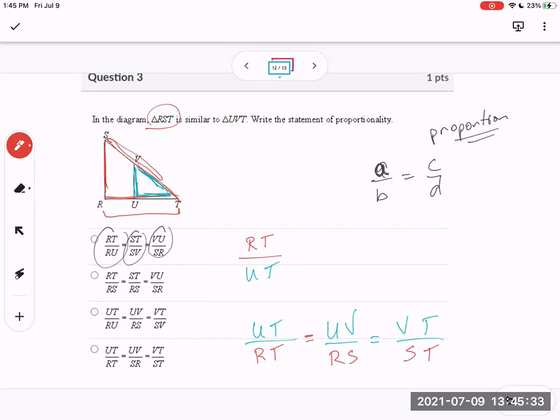I'm looking at the other ones, why the other ones might be wrong. UT is to RU. No, that's definitely not true because this is not to that. That is not true at all. RT is to RS as ST is to RS, definitely not. Now this is the one, RT is to RU. Oh no, definitely not that either. Definitely not any of those. Yes.